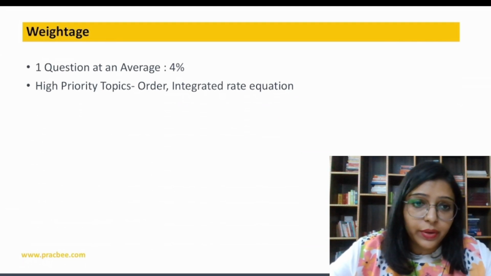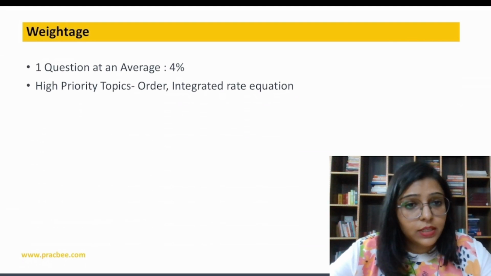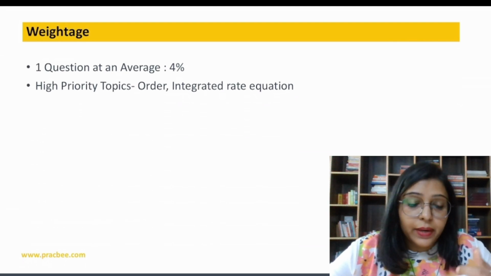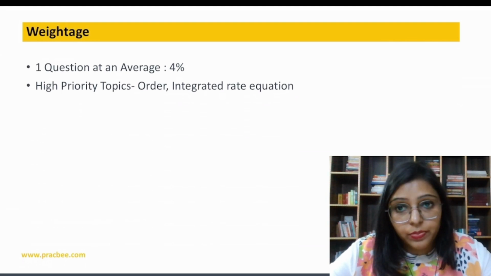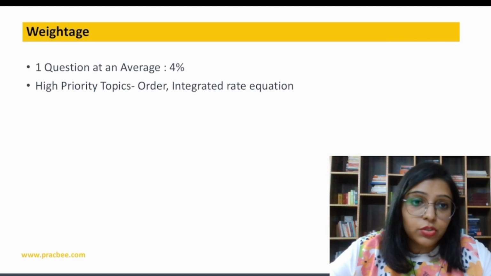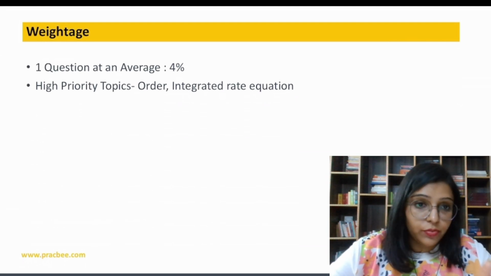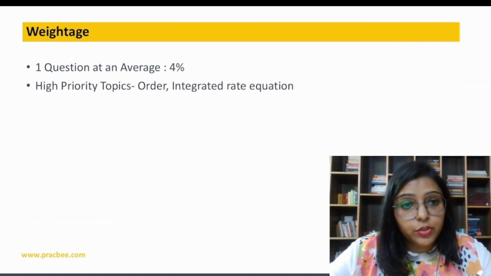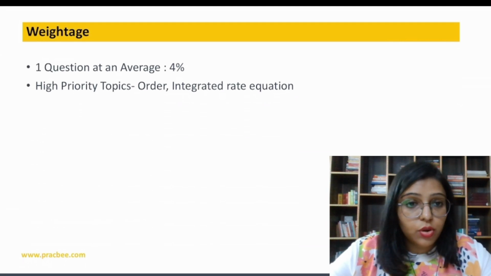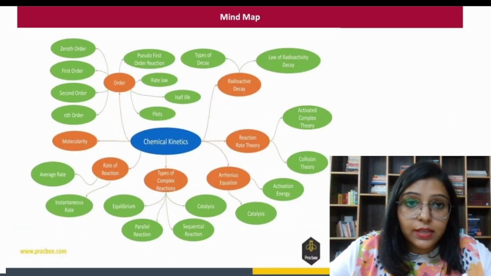Okay, now let's discuss the weightage. So generally the weightage is going to be 4%, or we can say one question is going to be present in every set. But yes, in some sets we can have 2 or more questions from this topic. What are the high priority topics? So generally high priority topics, it's like order, calculation of order, and integrated rate equations. So we have integrated rate equations for different order of reactions. So you should know all those rate equations, and then you can easily solve the questions.